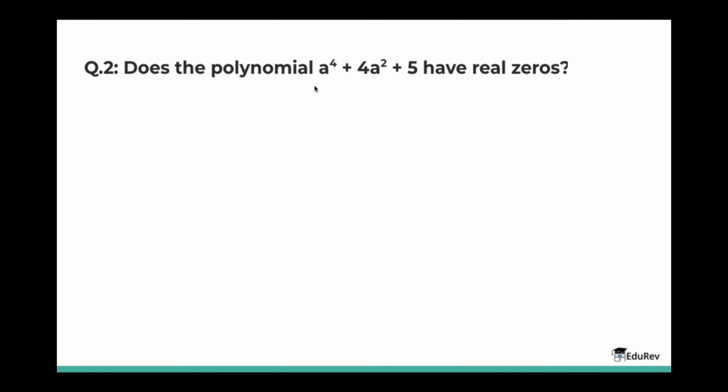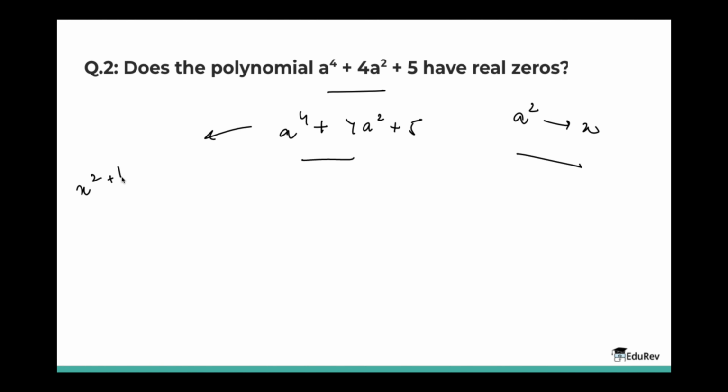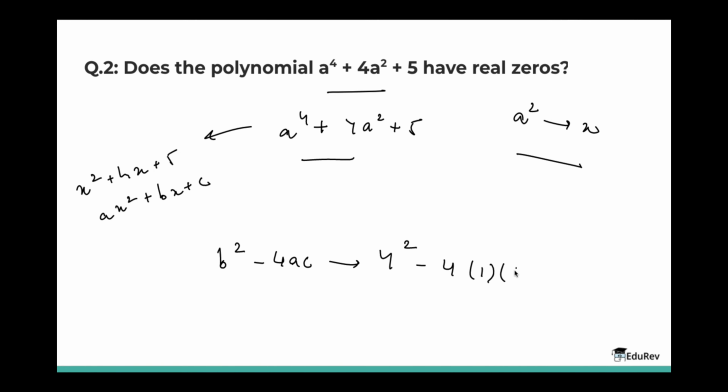The next question asks, does the polynomial a to the power 4 plus 4a square plus 5 have real zeros? Now, in the aforementioned polynomial, can I say that a square is x? I'm assuming that a square is x. So, can I change this polynomial to x square plus 4x plus 5? Absolutely. Now, comparing this with ax square plus bx plus c, I can say that b square minus 4ac is what? So, it is 4 square minus 4 times 1 times 5, and this is actually going to be minus 4.